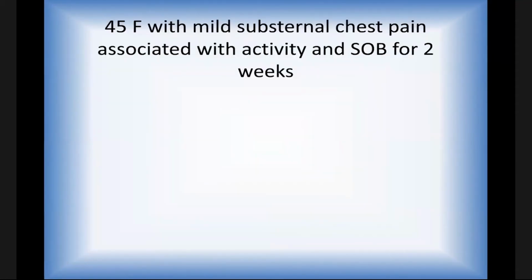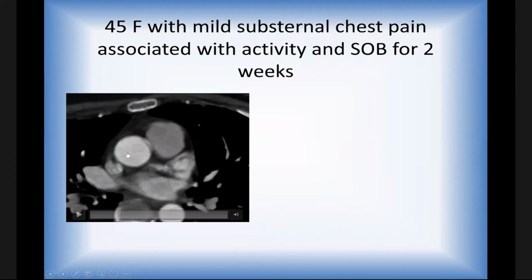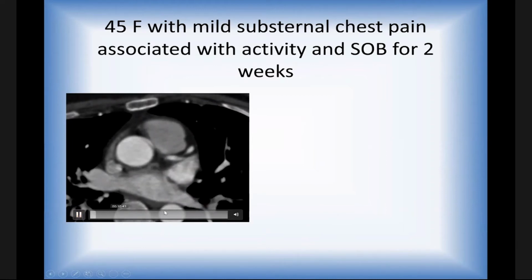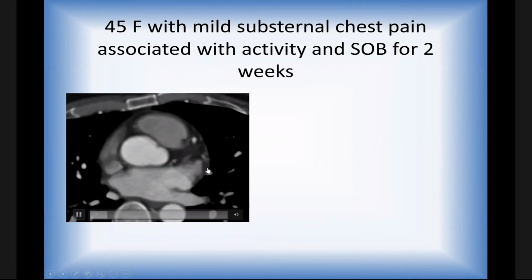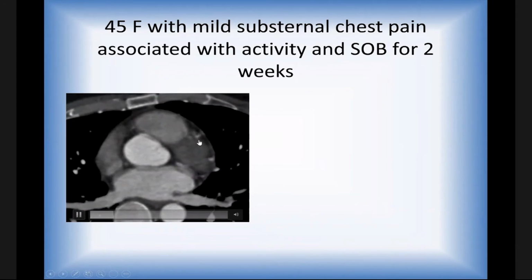And the second patient is a 45-year-old female, which is a very good case. Substernal chest pain associated with activity and shortness of breath for 2 weeks. Okay, her troponin is leaking. So at the time we go ahead and do a prospective coronary CTA here. I'm going to bring you to the diseased vessel. Look at the LAD.